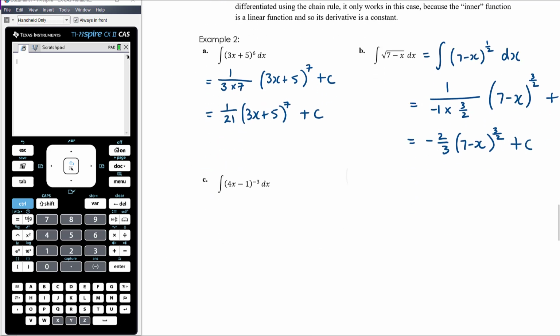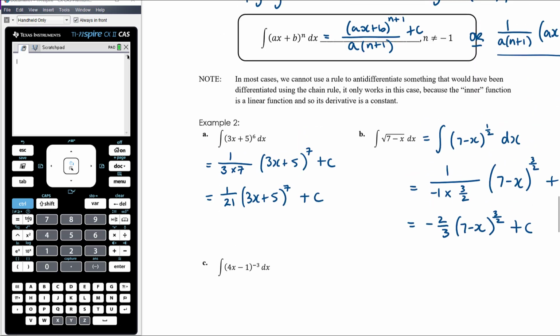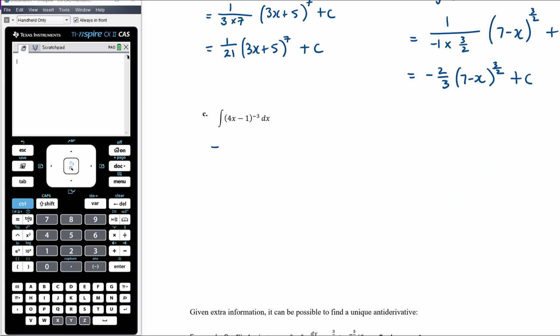Okay, part C. 4x minus 1 to the power of negative 3. Okay, so we're in this same format, ax plus b to the power of n. And so we're going to have here 1 over, so the a value here is 4. N plus 1 will be negative 3 plus 1 is negative 2. And we have 4x minus 1 to the power of negative 2. So we've got negative 1/8 times 4x minus 1 to the negative 2.